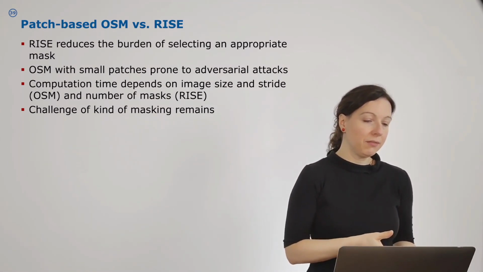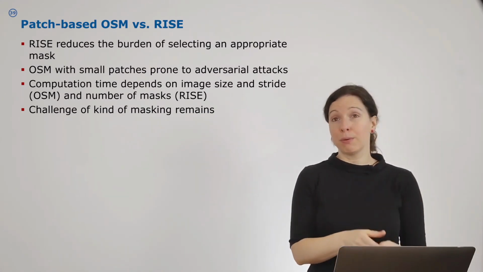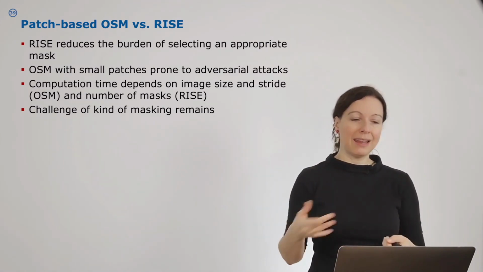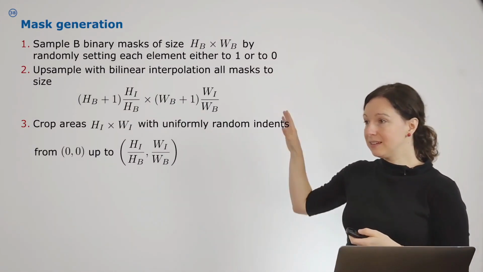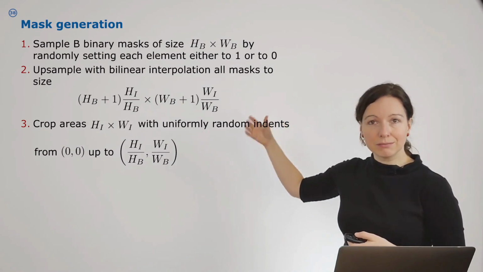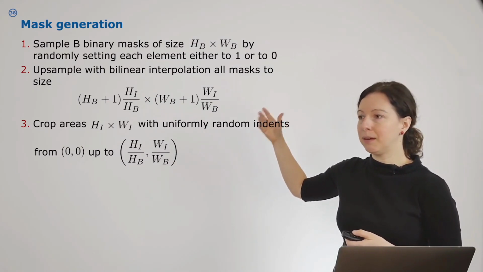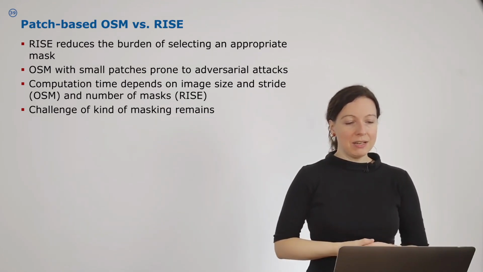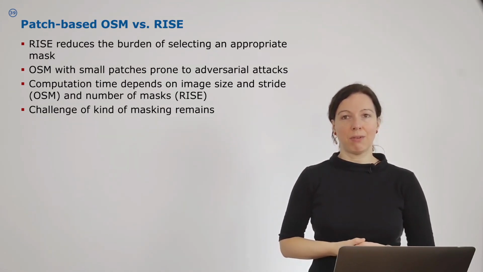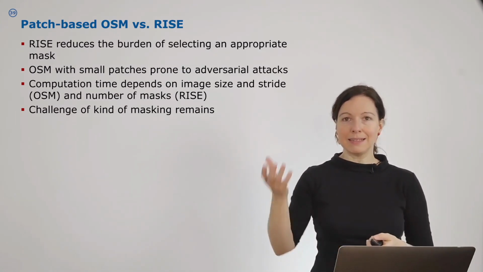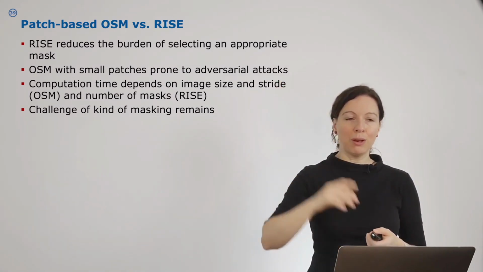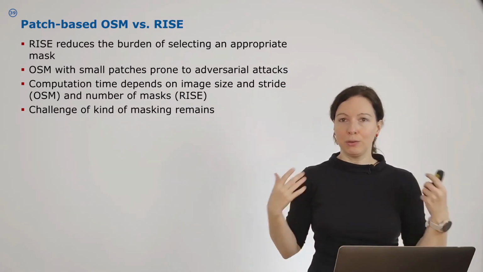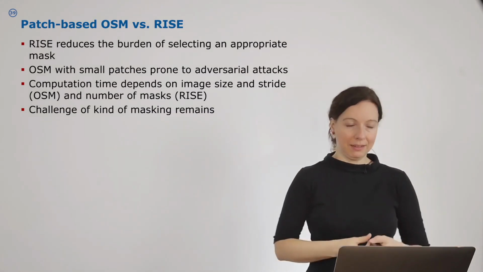Then occlusion sensitivity maps with small patches are prone to adversarial attacks. This is also what I said before. That's why they have this more complicated mask generation process. But the challenge of the kind of masking remains. For RISE, it's the same. It uses 0 and 1, but still, it's not that you can just delete a signal. So you still have a covered up signal in the image.